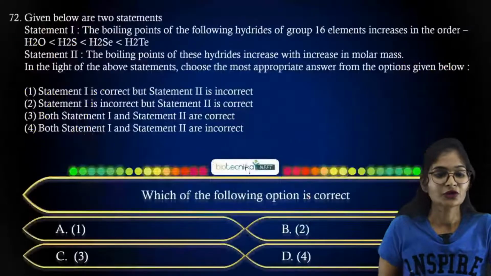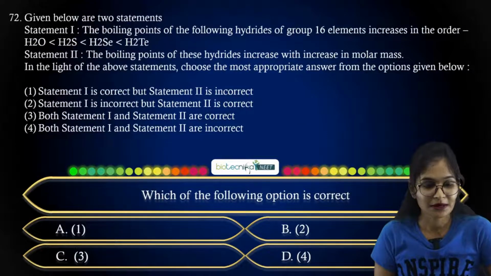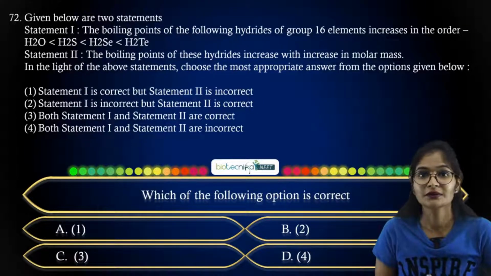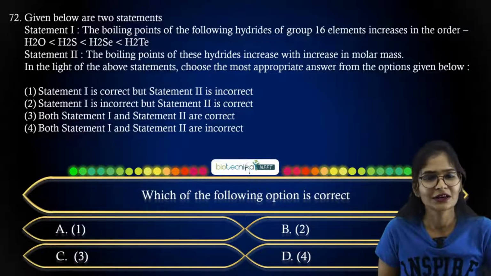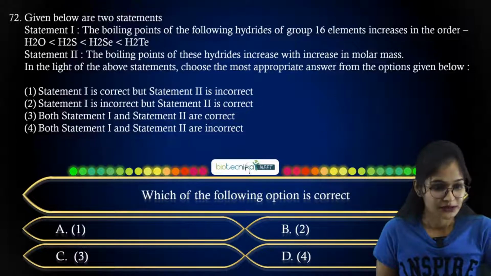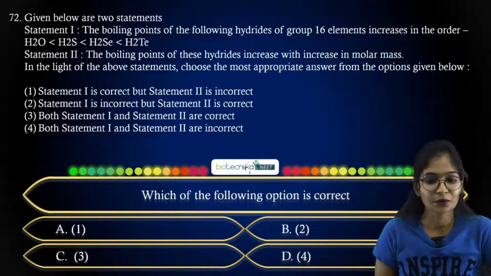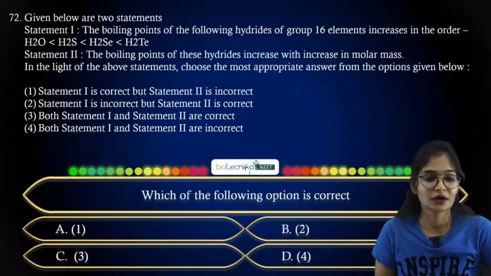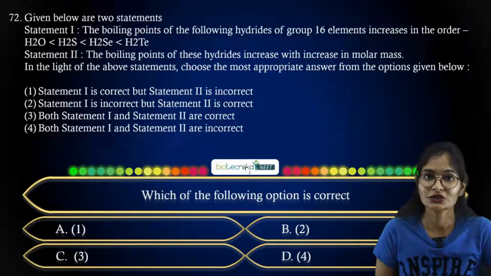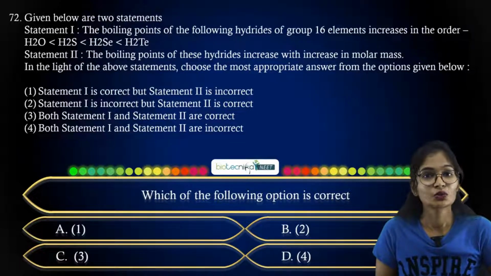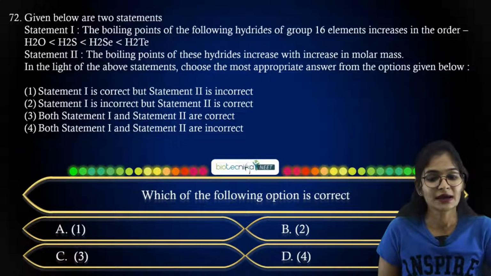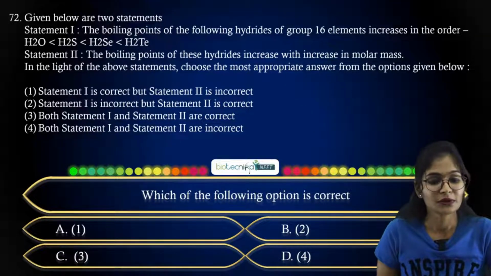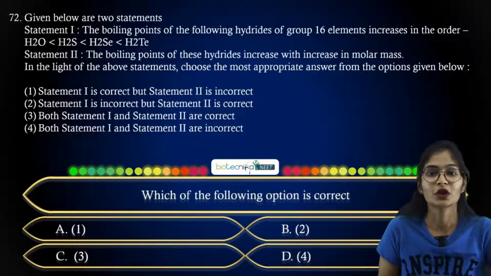Okay, now coming to your next question, which is with respect to statements. Statement 1 and statement 2 are given. Now your duty is to find out which one is correct, or whether both are incorrect or correct. Coming to statement 1, they have given that the boiling points of the following hydrides of group 16 elements increase in the order H2O, H2S, H2Se, H2Te. Statement 2 says the boiling points of these hydrides increase with increase in molar mass. In the light of the above statements, choose the most appropriate answer from the options given below.